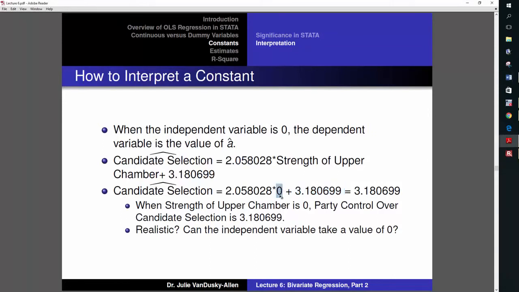However, sometimes we have an independent variable that can't take on a value of 0. When that is the case, you cannot interpret the constant this way. So in the future, when interpreting your A hats, you will have to think about whether it is realistic to interpret them. Is a value of 0 for the independent variable realistic?